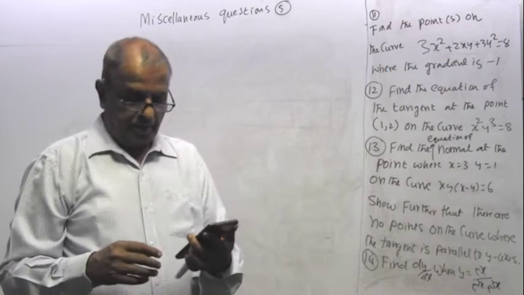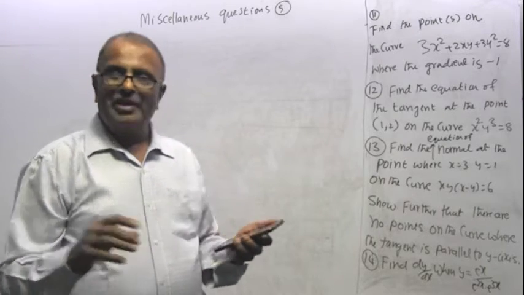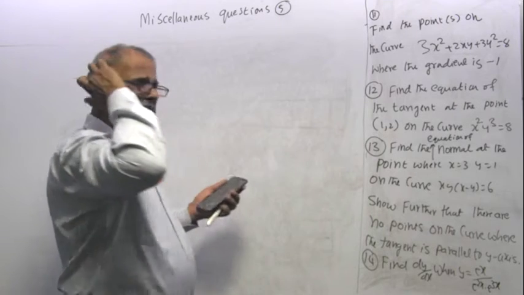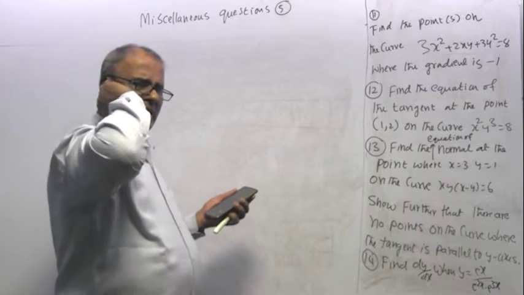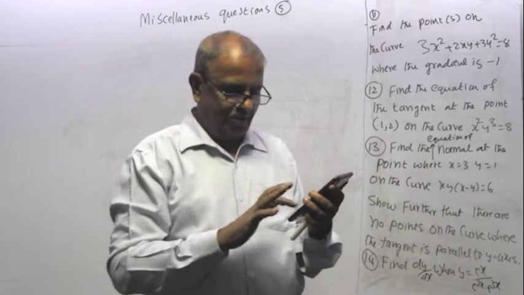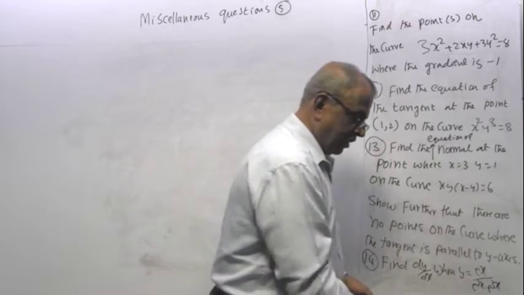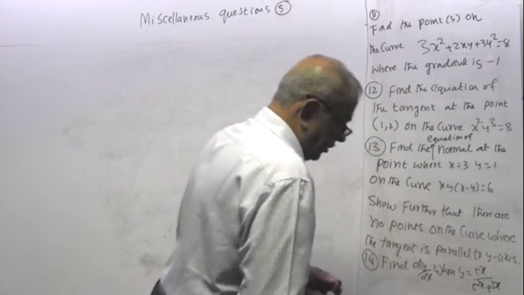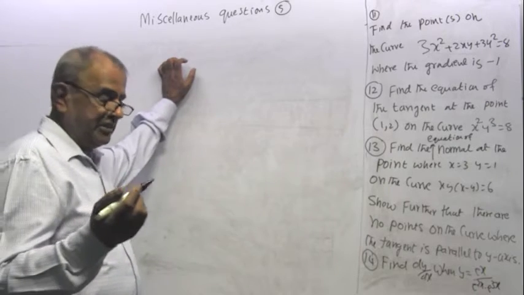Welcome back. I'm trying to set the time so that I don't go beyond one video. I think miscellaneous questions number 4, or number 3. No, number 4. Number 3 or 2 has gone almost to 28 minutes, so I need to be careful. Well, I couldn't stop halfway on a particular question. That was the problem.